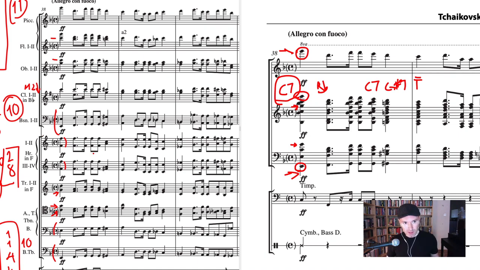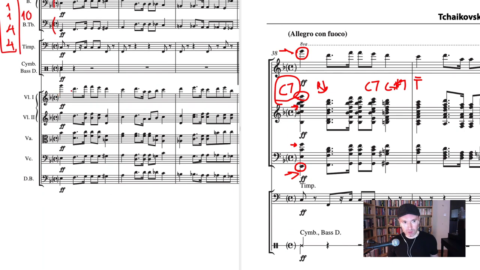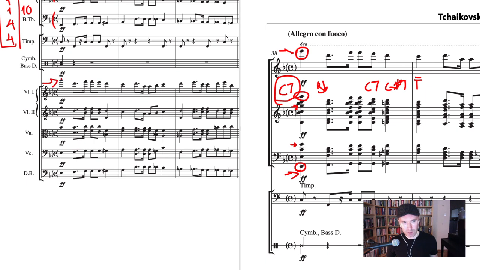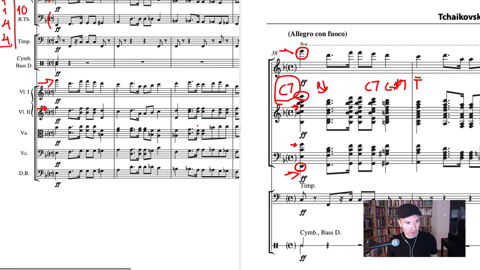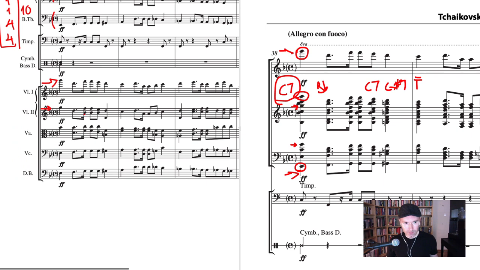And after that, if you take a look at the strings, we will see the entire first violin plays the melody. Also, the second violin plays the melody. It is not divisi. There are double stops. That means we hear the entire second violin section playing also the melody at the octave. So that means we will hear a very strong melody, and also the entire violoncello and double bass section plays the bass line. It is also huge, and we hear the harmony only here in the viola.